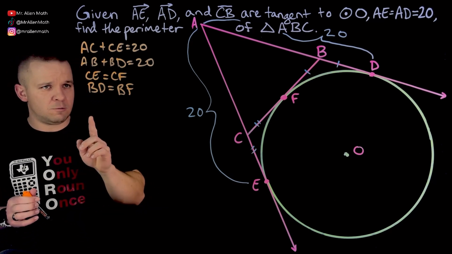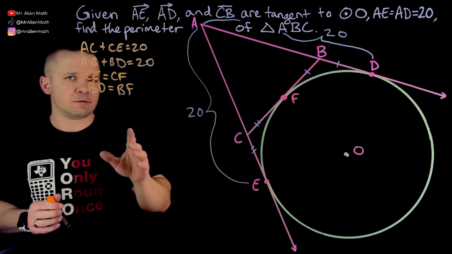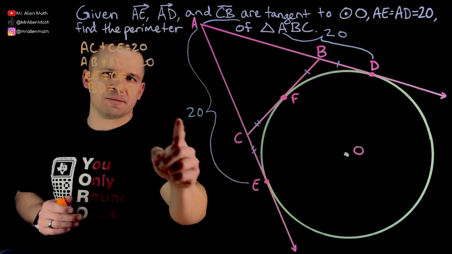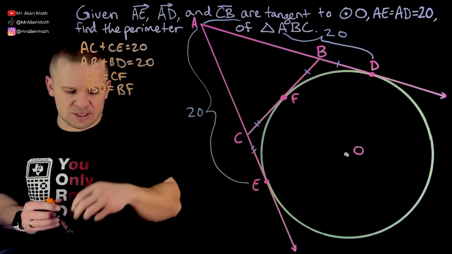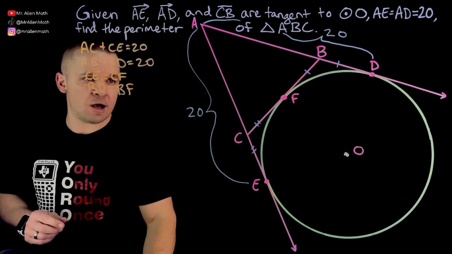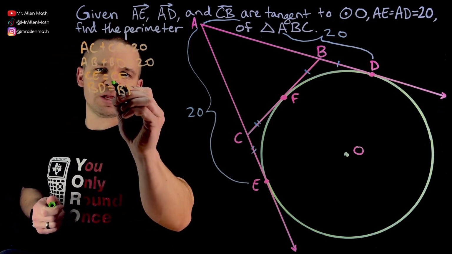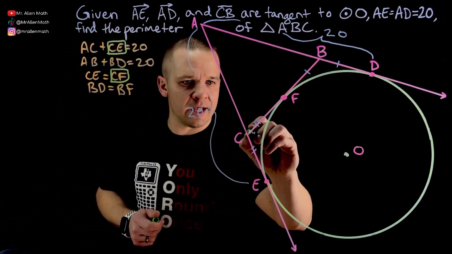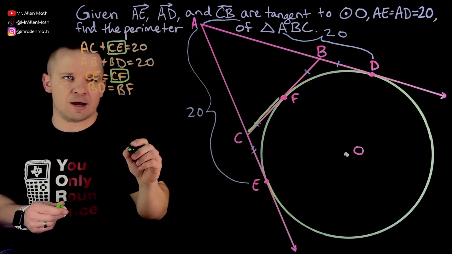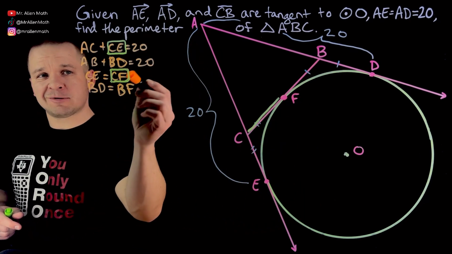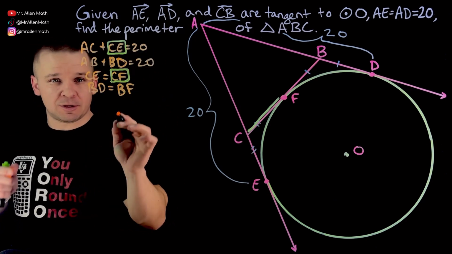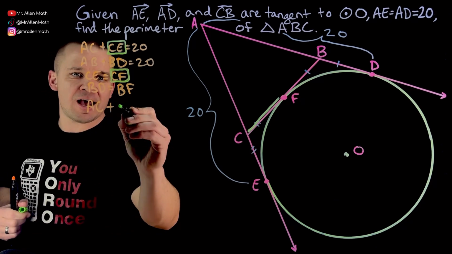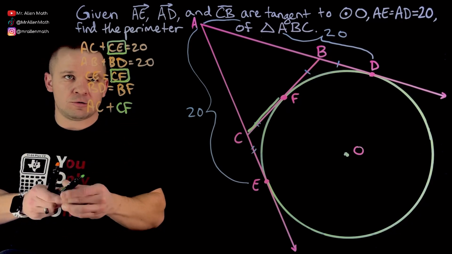Well, hold on. This is AC, and then I have CE. Could I substitute CF in for CE? I'm going to do that here in green. I'm going to take this statement right up here and substitute CF into CE's place. So I have a new statement: AC plus CF equals 20.